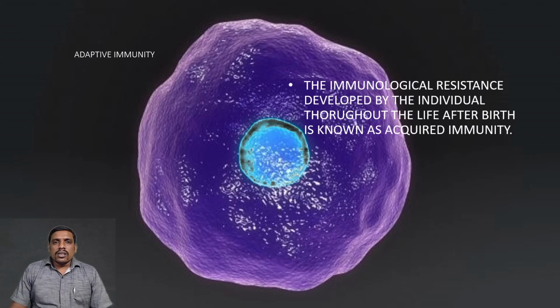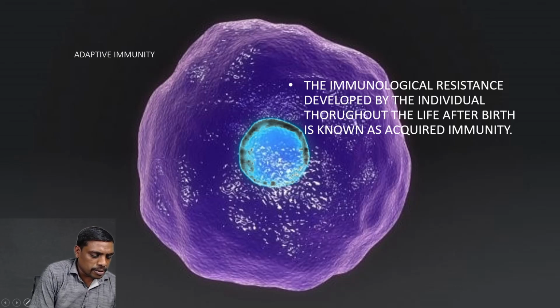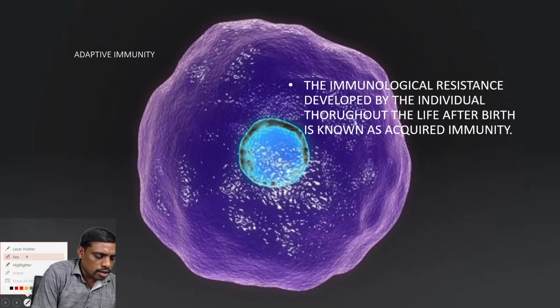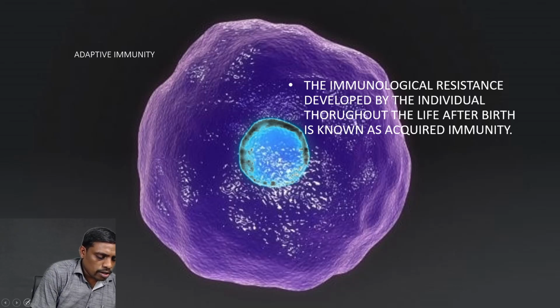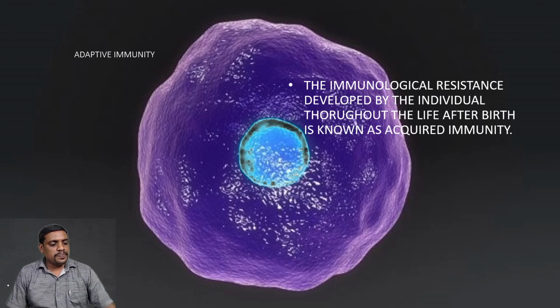The immunological resistance which is developed by the individual throughout life after birth is known as acquired immunity. So today our concept is adaptive immunity. Now let us see some introduction points regarding adaptive immunity.